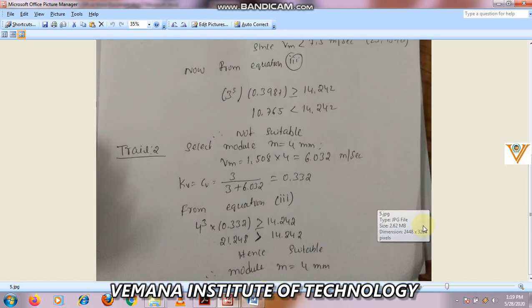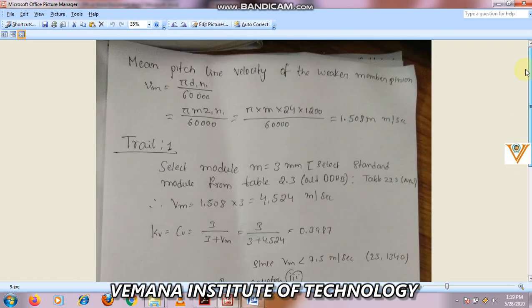Next, we have the values with module and KV, right? To solve for module and KV, we have one more equation: mean pitch line velocity. Find this mean pitch velocity for the pinion. Pi d n by 60 is the mean pitch velocity, especially for the pinion, pi d1 n1. Obviously we don't have a d1 value, so as in the previous step we go with d as m into z, d1 is m z1.